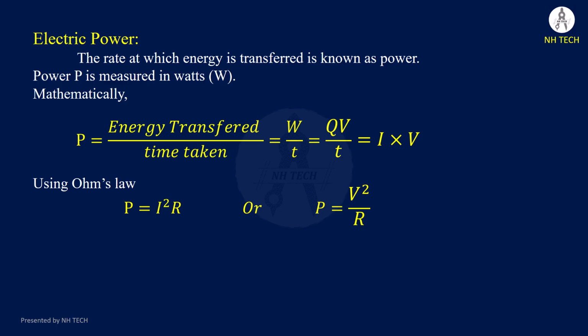Now let's talk about electric power. Electric power is the rate at which electrical energy is transferred or converted in a circuit. In simple terms, it tells us how quickly energy is being used or supplied.